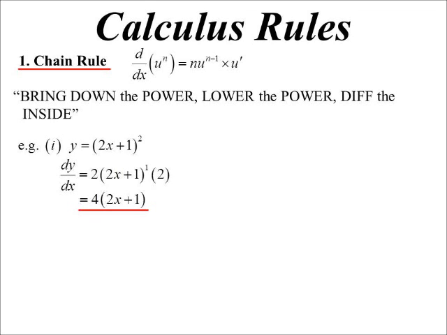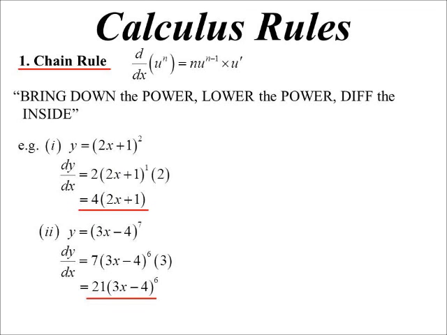And so we get 4 outside of (2x + 1), which is the same answer as yesterday, just that it's been factorised. Okay. But you can use this now for higher powers. I mean, with a power of 7, to expand that whole thing out is going to be a bit time-consuming. But bring down the power, lower the power, diff the inside. The inside, in this case, the derivative is 3. 7 3s are 21. It becomes very quick then. I don't have to expand the whole thing out.